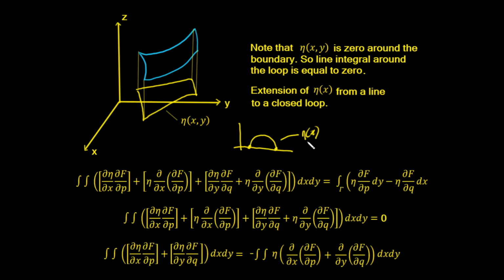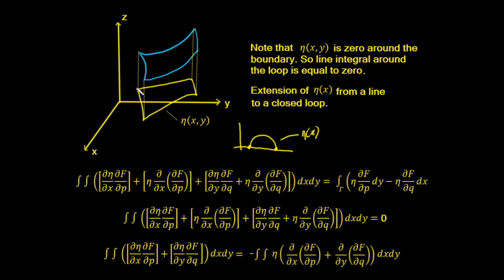and we said that eta of x is defined as 0 at its endpoints. Now it's the same thing for the function eta of x and y. So eta of x and y is going to be defined as 0, but of course it's not going to be at the end points because it's a function of two variables. It's going to be 0 round the entire edge.